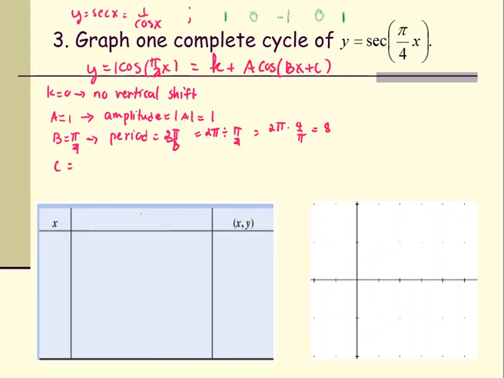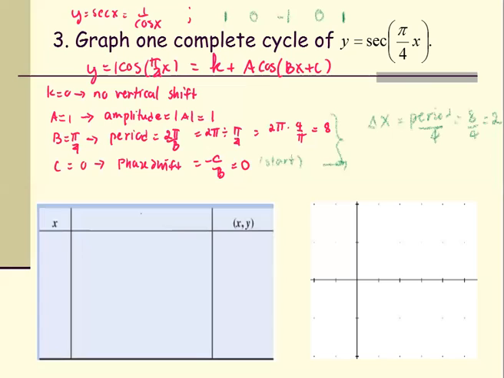The C value is 0 for this function. That means the phase shift, which is -c divided by b, equals 0. That tells us the graph starts at the point 0. And then we're going to compute the increment for the 4 equal subintervals, which is the period divided by 4. The period is 8, divided by 4, going to be 2.